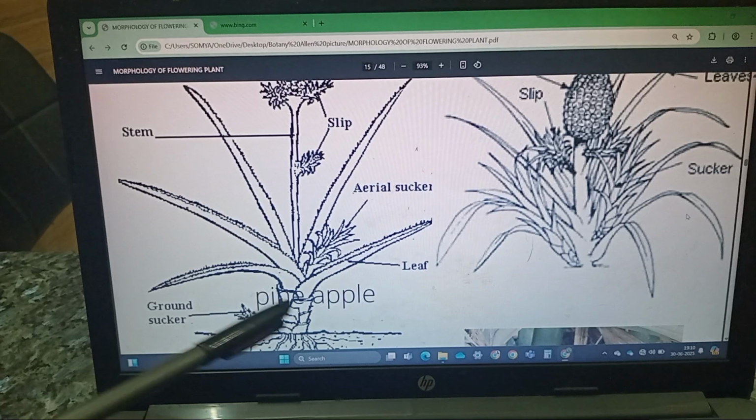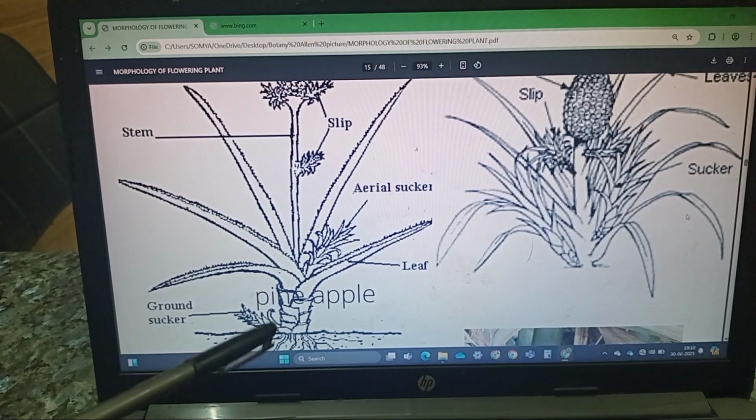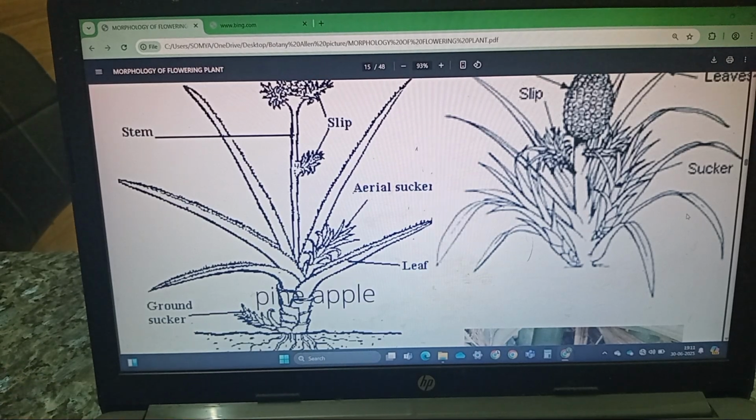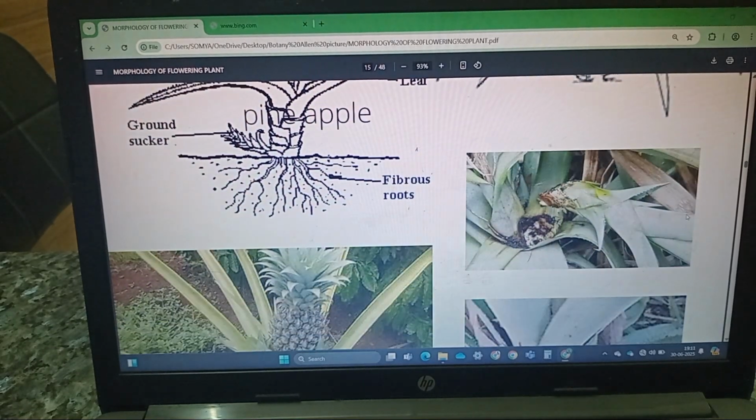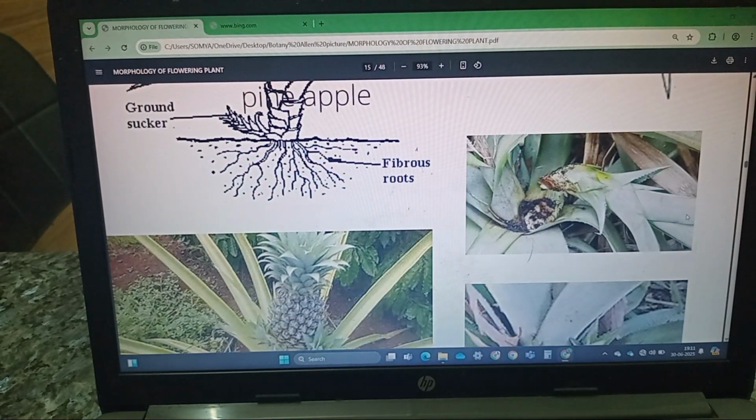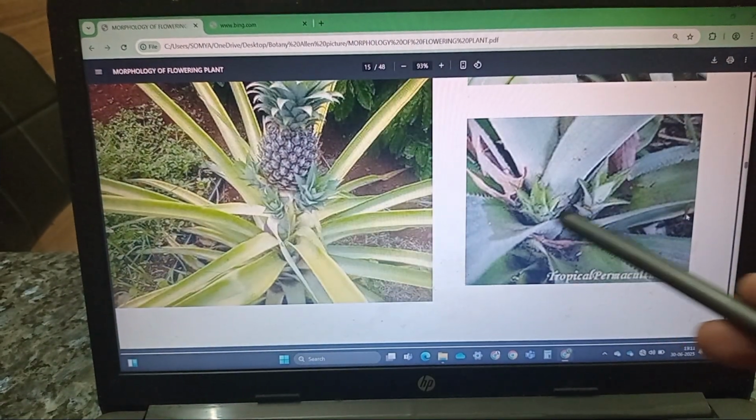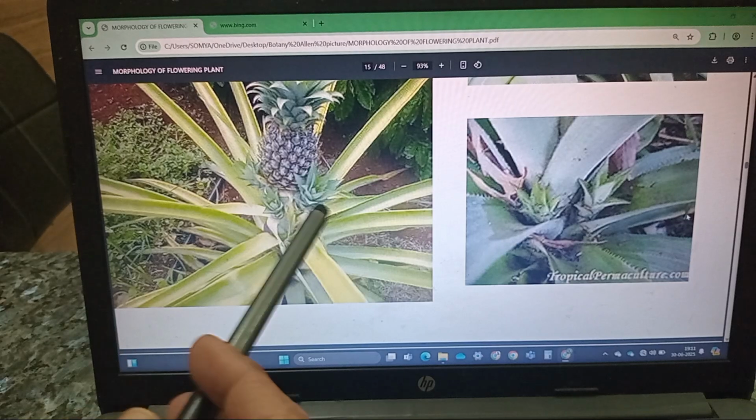When these suckers are taken from this parent plant and they are put in soil, this will give rise to a new plant. So it's a method of vegetative reproduction in pineapple. Like this you are seeing these suckers of pineapple. These are suckers of pineapple.